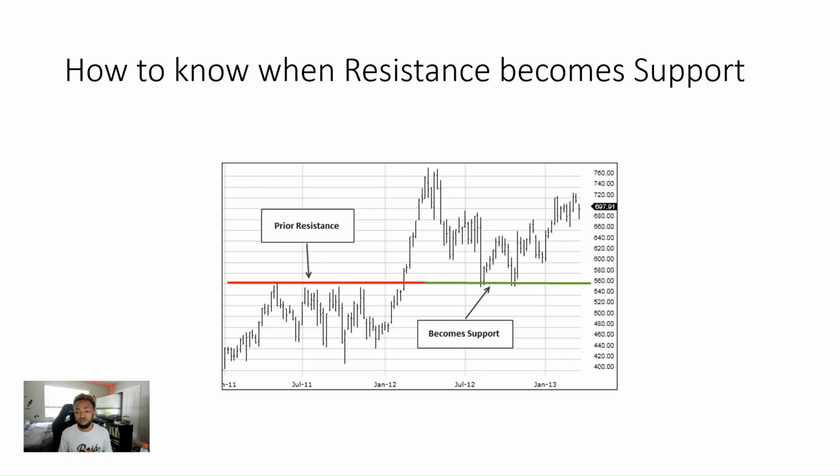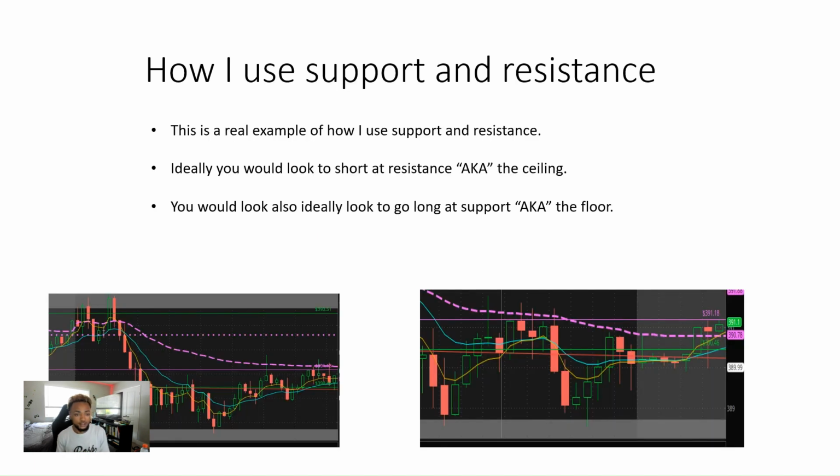Alrighty, this is how to know when resistance becomes support. Okay, as you can see here, you have this red line where there's resistance because price cannot break through it. But once price broke through it and eventually pulled back to it, you can see that it now became support, because price could no longer break through it, and instead it kept bouncing off of it. So that prior resistance now becomes support. It's pretty easy if I say so myself. But this is basically how I use support and resistance in my own trading.